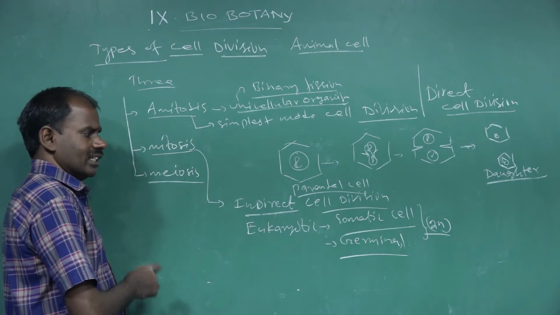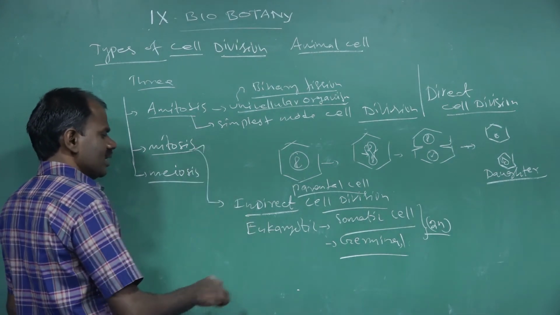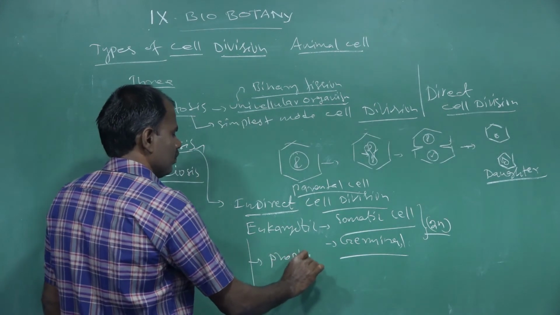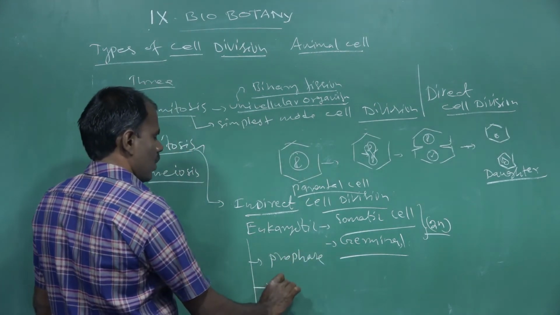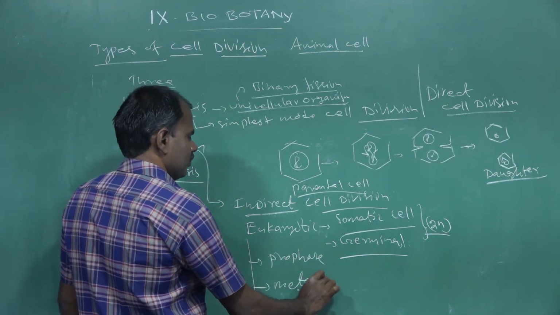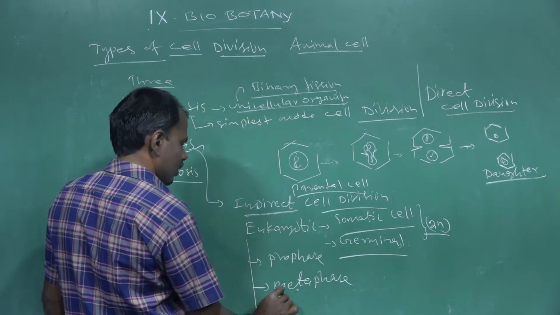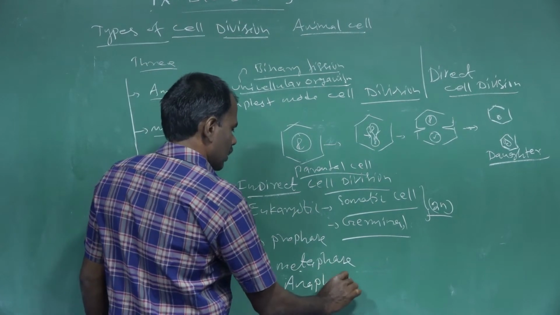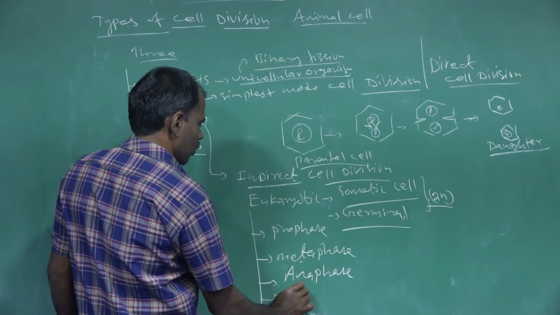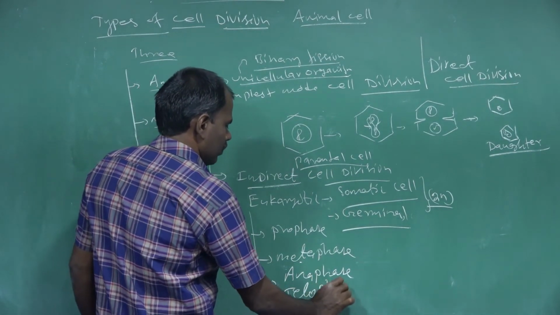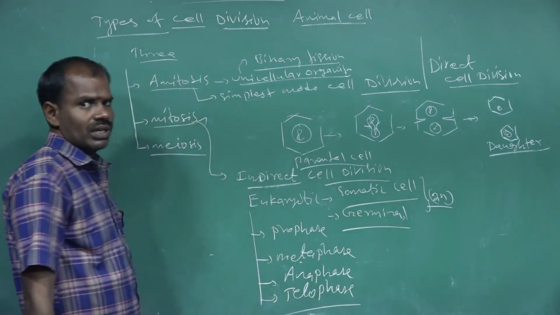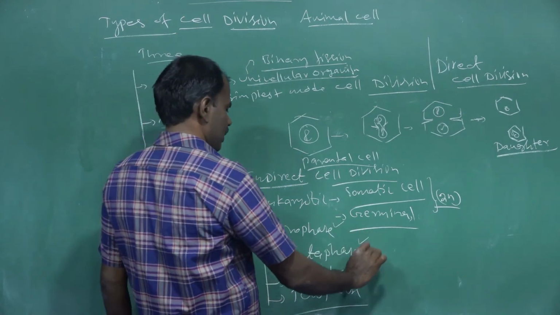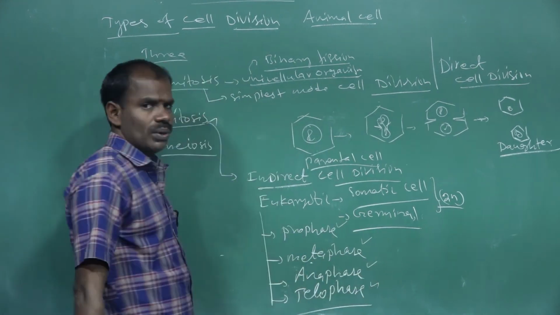That is called indirect cell division. Mitosis occurs in four stages. The first one is prophase, the second one is metaphase, the third one is anaphase, and the fourth one is telophase. These substages occur in mitosis: prophase, metaphase, anaphase, and telophase.